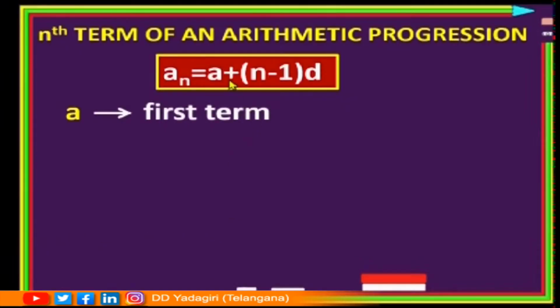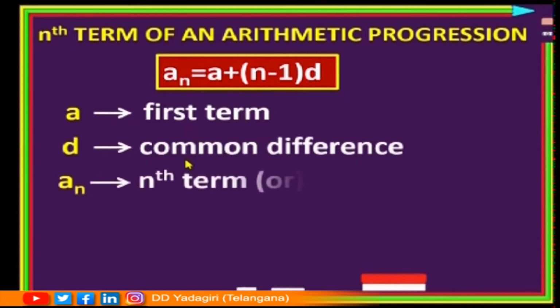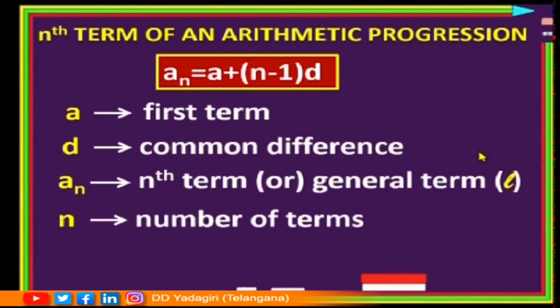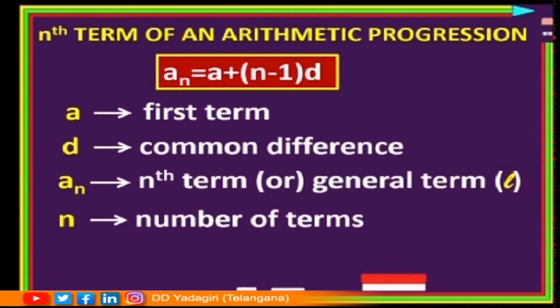Okay. So this is the nth term, right? An is equal to A plus n minus 1 into D. In this, what is A? A is the first term. Next, what is D? D is the common difference. And what is An? It is also called the nth term or general term. It is sometimes denoted by L, and on rare occasions we denote it with B also. And next, n. What is n? The number of terms in the given progression. Students, in this formula, An is equal to A plus n minus 1 into D, right? So in this formula, how many terms do we have? 4 terms: A, n, D, An.